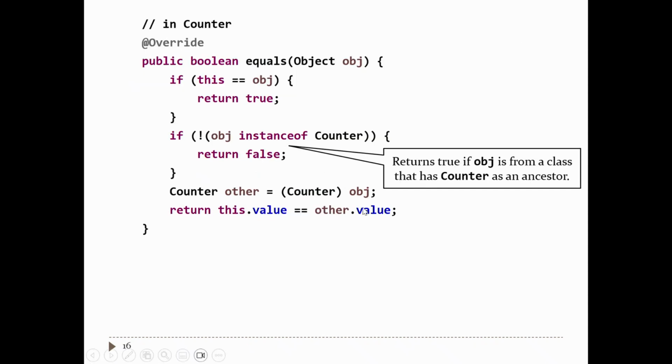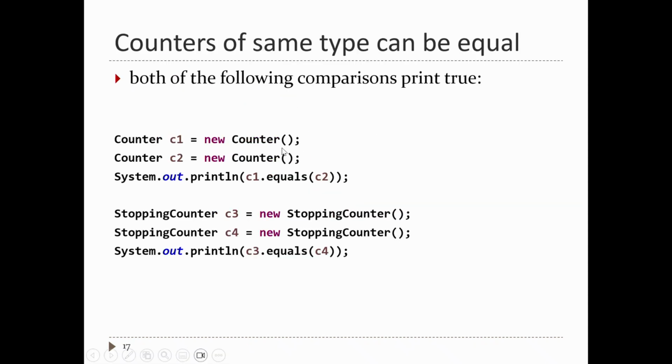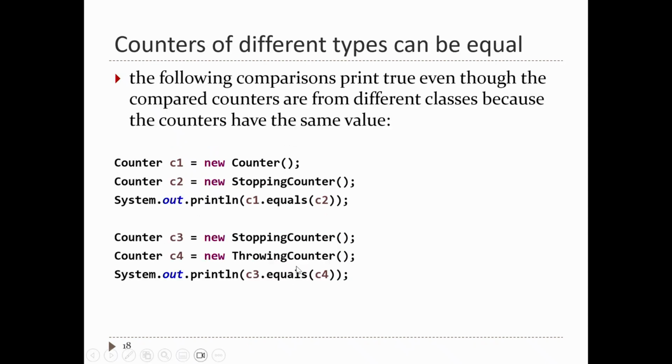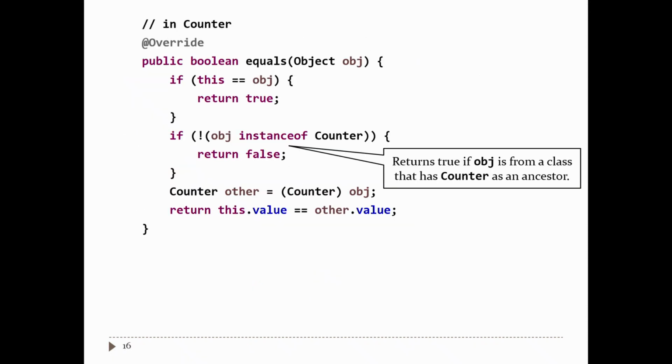Once you make this change, now you can make comparisons between counters of the same type. Counter equals counter, that's true. Stopping counter and stopping counter, that's also true. Counter and stopping counter, now I can compare them for equality. If their values are the same, that will be true. Stopping counter and throwing counter, or the other way around, throwing counter and stopping counter, now comparing them for equality is true, because in our instanceof test, obj is an instance of Counter as long as obj is a subclass of Counter. And so that lets you compare subtypes for equality in an inheritance hierarchy.